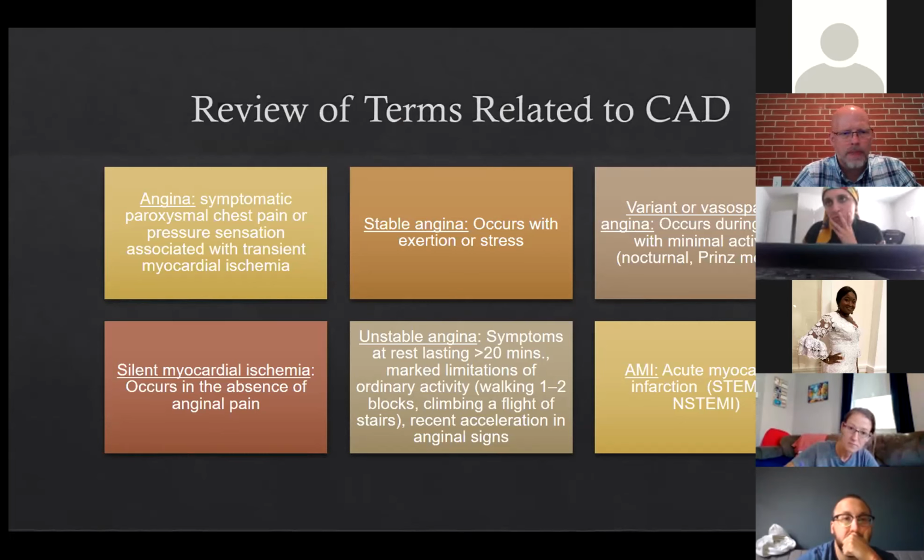Unstable angina. Unstable angina is predictive of an onset of a MI. If you have a patient with stable versus unstable, you know that the unstable is going to be more at risk for a plaque rupture. And I'll show you a picture here in a minute. So unstable angina, symptoms at rest lasting more than 20 minutes. Okay, so they may have exerted themselves, but after they've exerted themselves, it's still present, or it's present at rest to begin with.